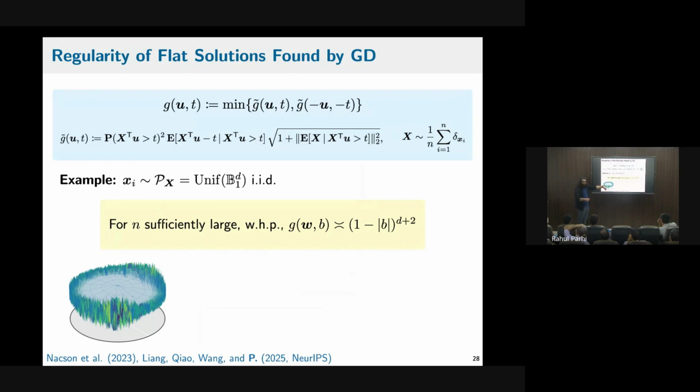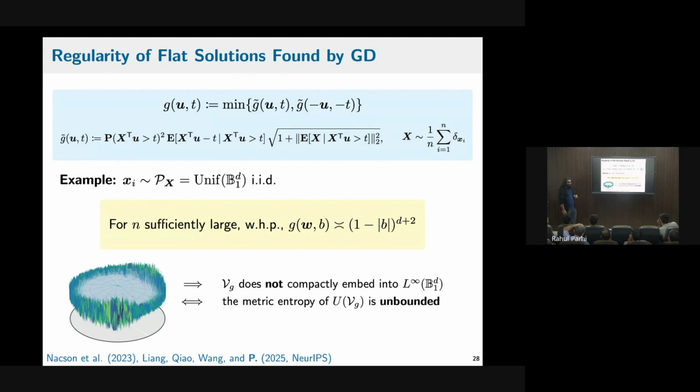But as you get closer to the boundary, it could, in some sense, become arbitrarily irregular. So that's interesting. Another comment I'll make is you can show that VG actually does not compactly embed into L infinity. So this means that the metric entropy of the unit ball of the space is actually unbounded. So bounding the statistical performance actually is not a simple exercise in empirical process theory. Regardless, we found at least a way to do it.